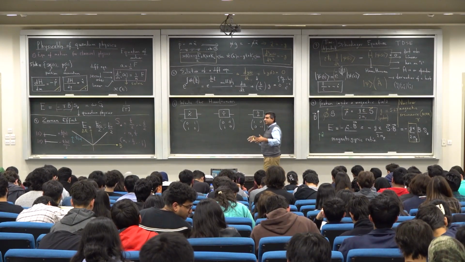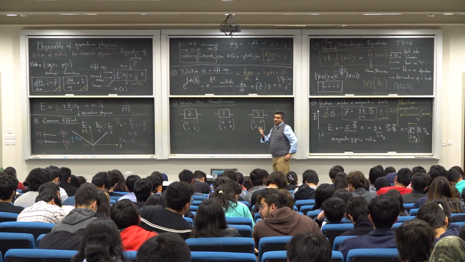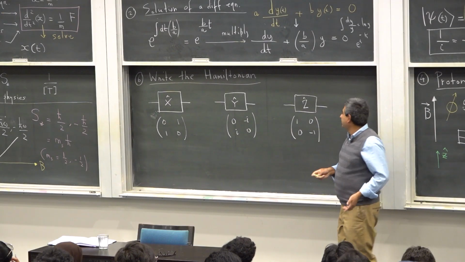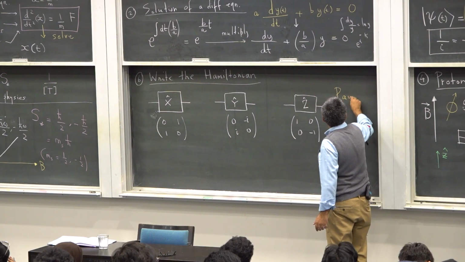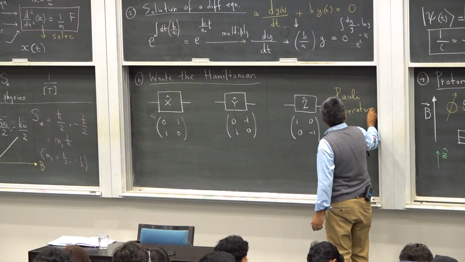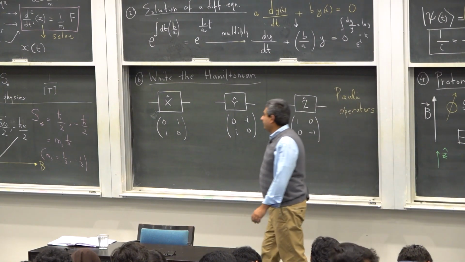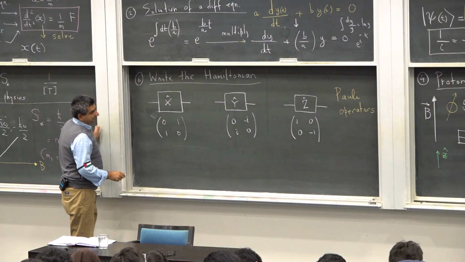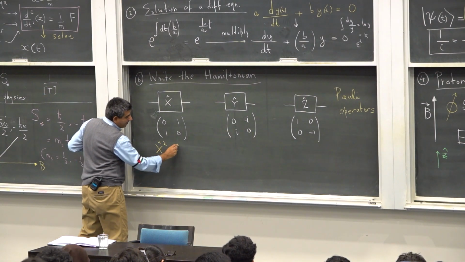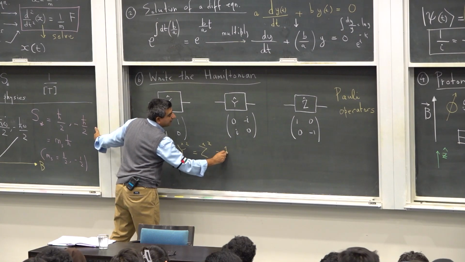These three matrices have a special status in quantum physics. They're so important that they've been given a special name by their inventor, Wolfgang Pauli, and these are called Pauli operators or Pauli matrices. Now they have an interesting property. If you take the square of any of these matrices, it turns out to be the identity.